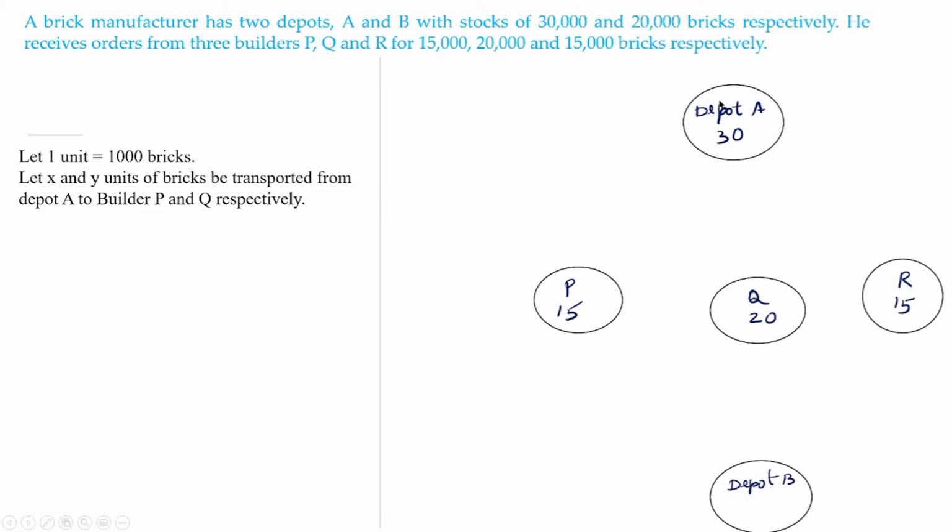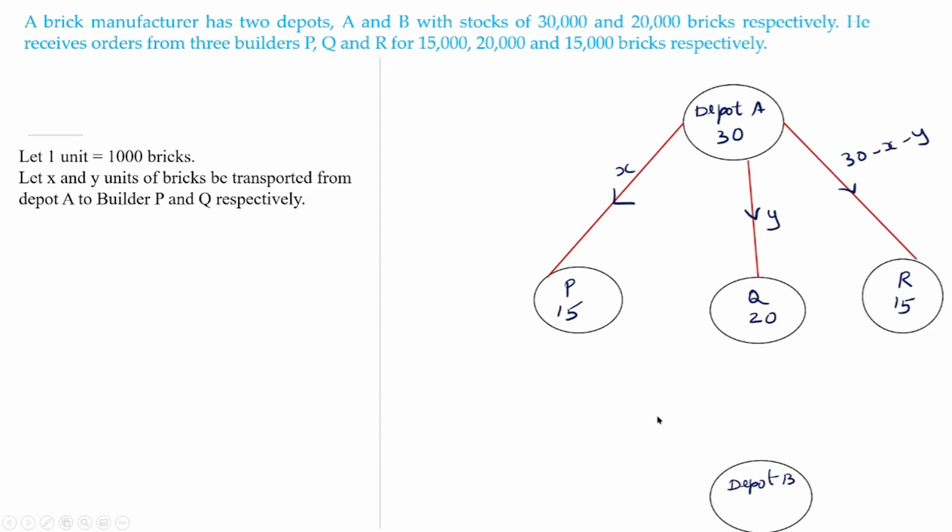Now as of now let us consider depot A and builders P, Q and R. Now we have taken, let X units be transported from depot A to builder P. So X units will be transported from depot A to builder P. And we have taken let Y units be transported from depot A to builder Q. So let Y units be transported from depot A to builder Q. And now after depot A has transported X units to P and Y units to Q, depot A is left with 30 minus X minus Y units, which can be transported to builder R. So here 30 minus X minus Y units will be transported to builder R.